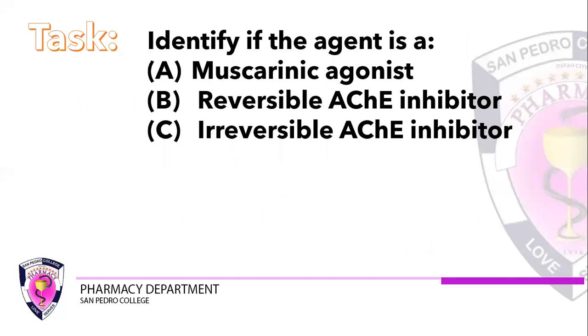Alright, so that concludes our lesson on muscarinic agonists. So muscarinic agonists, we have those specific agents, those that would directly act at the receptor, and then we have your indirect acting agents, those that would act at the enzyme to prevent the hydrolysis of acetylcholine. Now, murag activity lang na ako ni siya. So on your end, I hope you can identify it. So identify if the agent mentioned in the slide is a muscarinic agonist, a reversible acetylcholinesterase inhibitor, or an irreversible one.